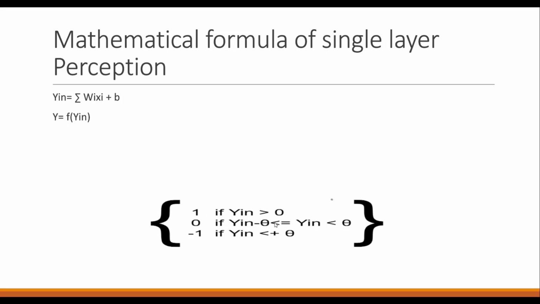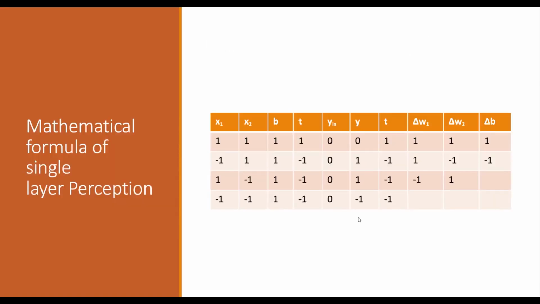If y_in is between minus theta and theta, then the value will be 0. If y_in is less than minus theta, then the value will be -1. Now we will discuss the calculation of the linear equation pattern, where w1 and w2 represent the weights and b the bias.